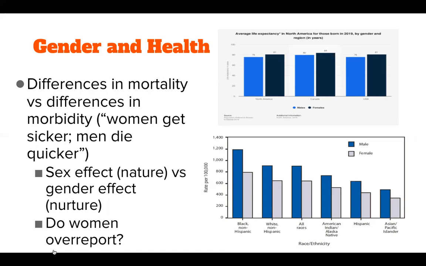or is it a gender effect, meaning that because of gender socialization, women feel more comfortable going to the doctor, they feel more comfortable reporting when they're sick, even if it's not a serious illness. And that leads to the question, is some of those morbidity rates because women over-report? But I like to think about it more as, is it really that women are over-reporting, or more that men are under-reporting, because they've received this message that to be a man is to be tough, and not to complain, and not to talk about when you're not feeling well. And so, that's pretty much it.